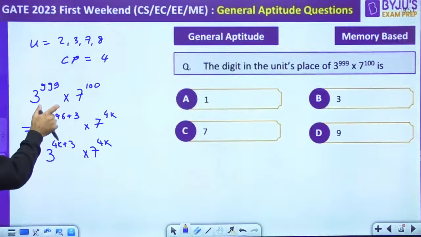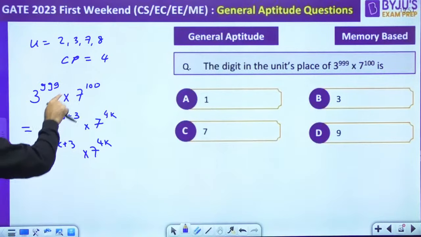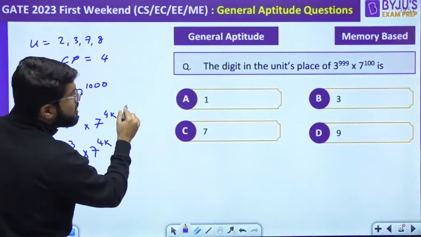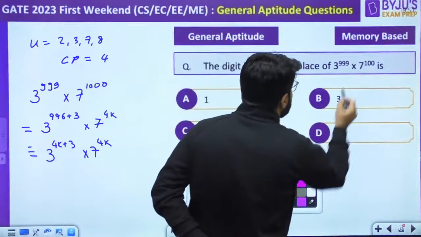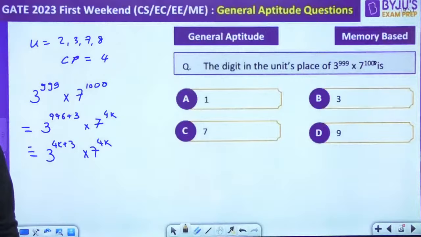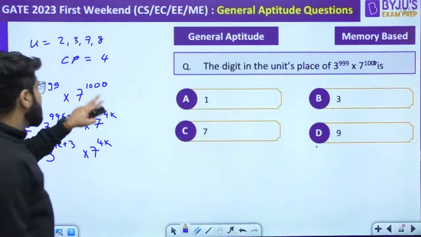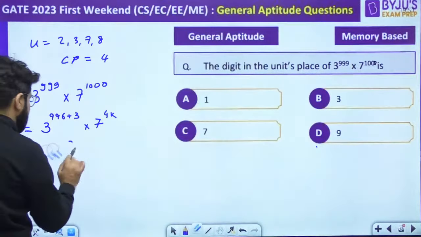Now, why did I break it into a multiple of 4? Because the cyclic period is 4. 999 is not divisible by 4, but I have broken it into 996 plus 3. And this is 100 or 1000, whatever it is. I think it was 1000 as far as I recall, but it doesn't matter. The answer will be the same for both because both are perfectly a multiple of 4. Note that 1000 is already a multiple of 4. Now let's understand from here only.